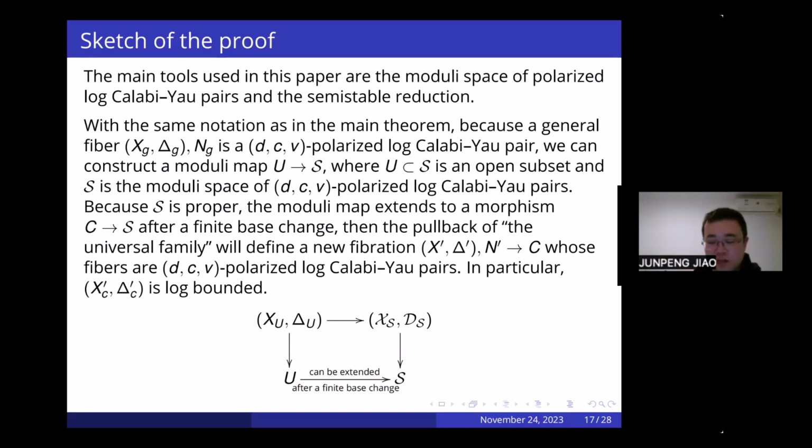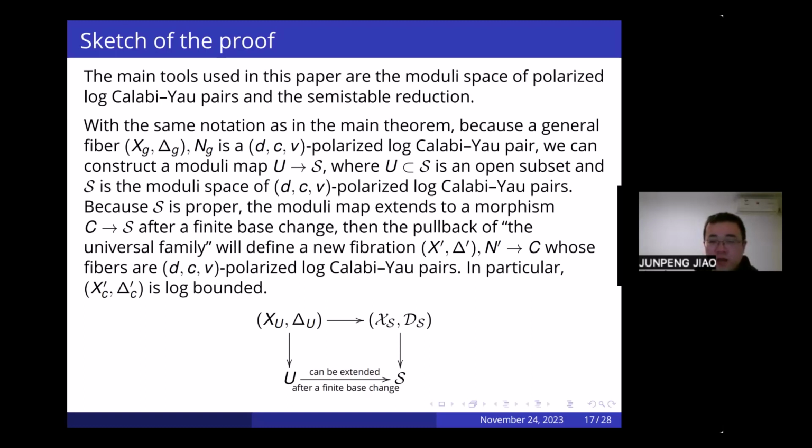In the construction of the modular space of polarized log Calabi pairs, Professor Birkar used the same technique as in the construction of KSBA moduli. Both construct some strongly embedded pairs. That is a family with embedding into P^n, and then consider it as a subscheme in the Hilbert scheme, and then take the quotient. Anyway, after a finite base change, we can talk about the universal family.